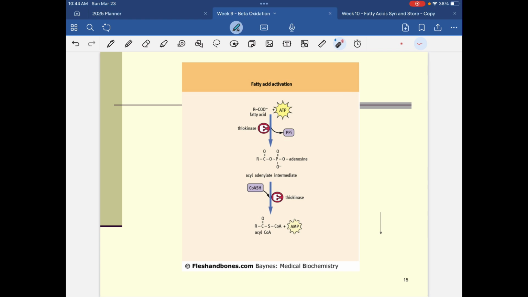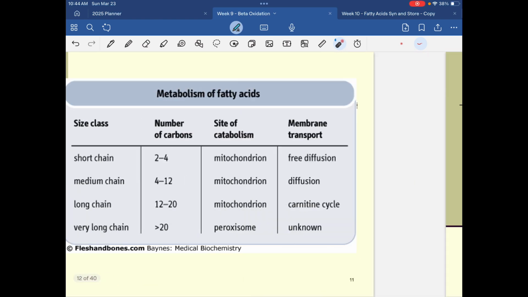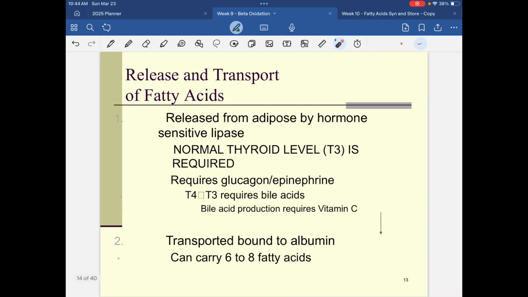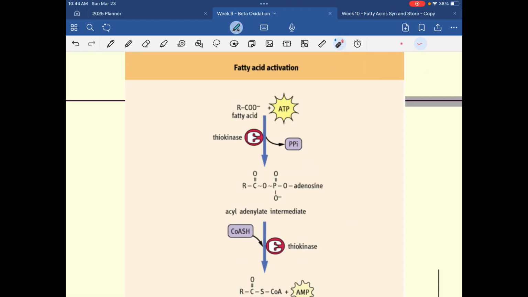To activate the fatty acid, we're going to need an enzyme called a thiokinase. Remember, kinase is going to be moving a phosphate group, so we're going to look for that phosphate group. This diagram shows it as 2 separate steps. It's pretty accurate to say it that way, but if you're getting confused, what you're seeing in this picture is the same thing, they just have it all condensed. So this is just breaking it up into digestible pieces.